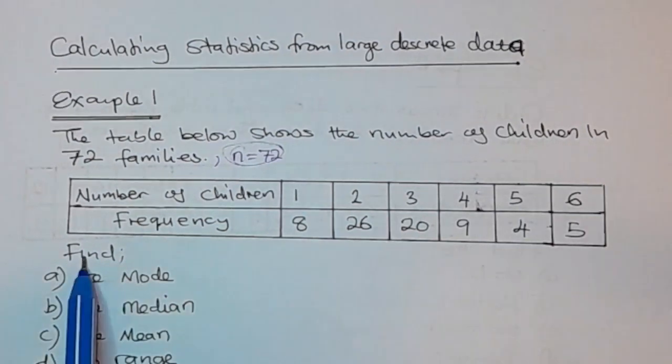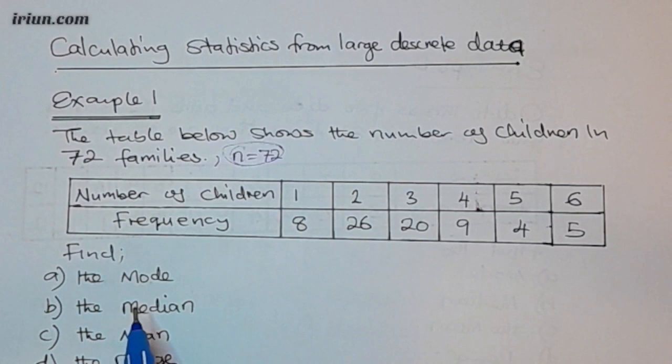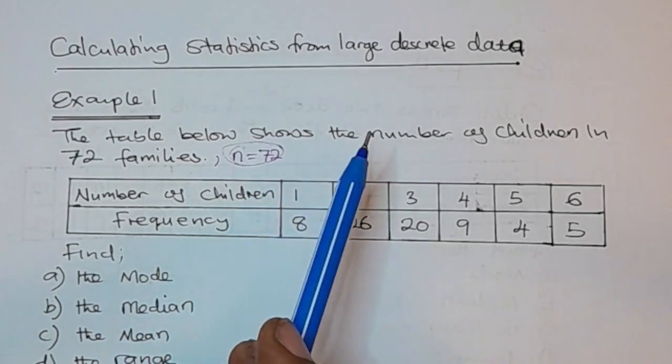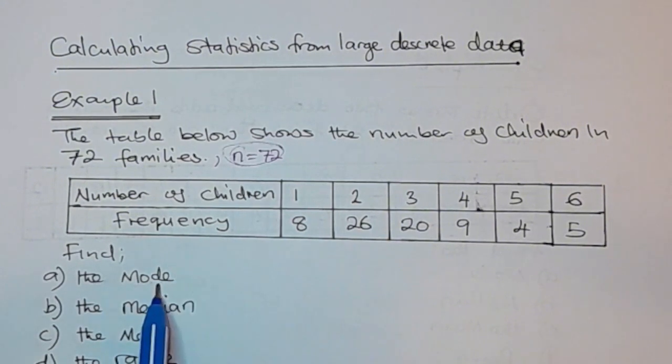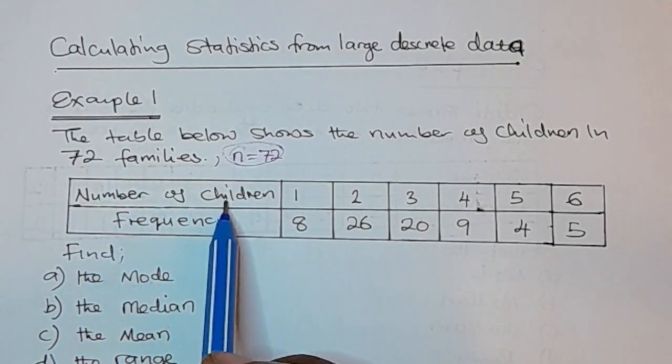Now they are saying find the mode. The mode, if you have not watched the first video, the first lesson on this, please watch it by clicking on the link that is showing on the top right corner right now. We said the mode is the most appearing score, or the most frequent. So we have the number of children here in 72 families.